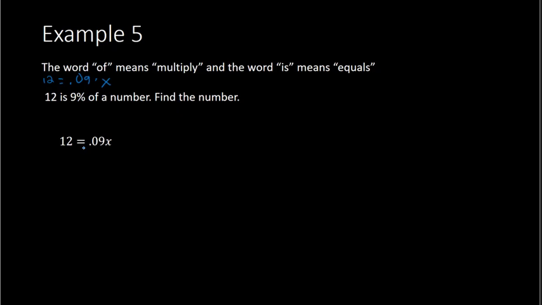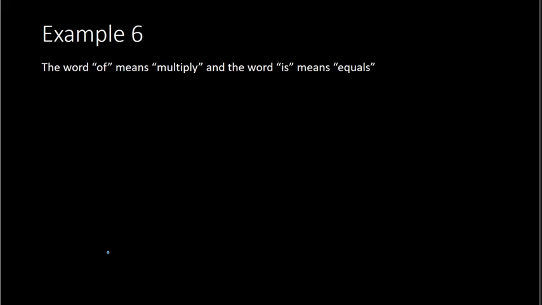To solve this for x, we can divide both sides by 0.09. So the 0.09's cancel over here. I have x equals 12 divided by 0.09. Then what I can do is get rid of this decimal by moving it 2 places to the right. To do that, I have to multiply by 100 on both the top and the bottom. When I multiply the top by 100, I get 1200. And the bottom multiplied by 100 would give me 9. So I have 1200 over 9, which when I divide, I'm going to get 133 and 1/3.